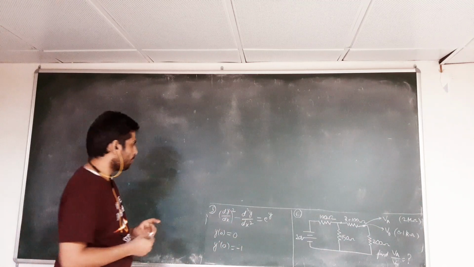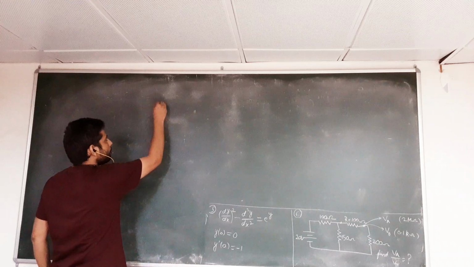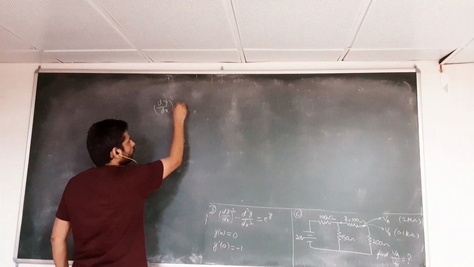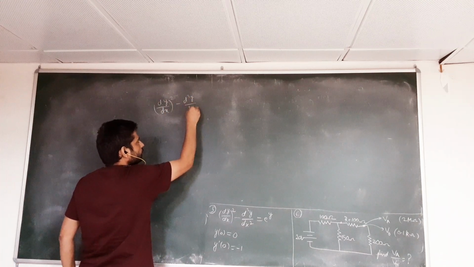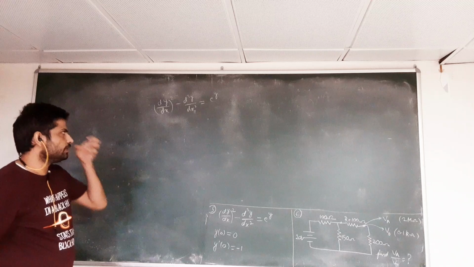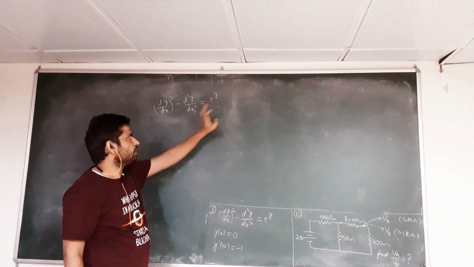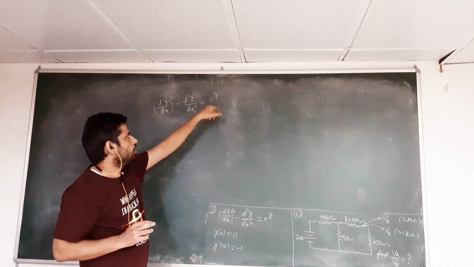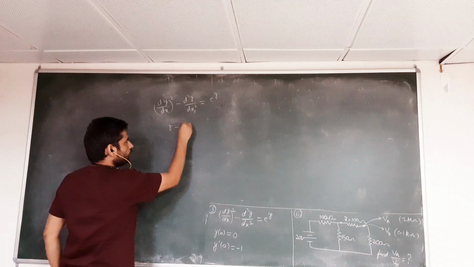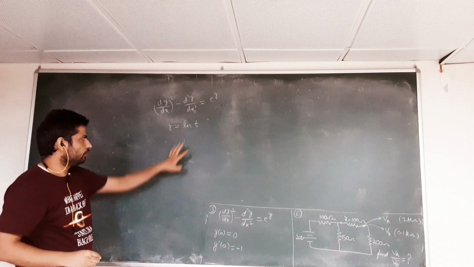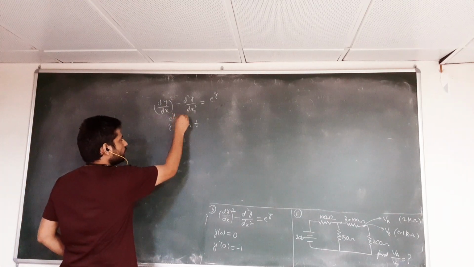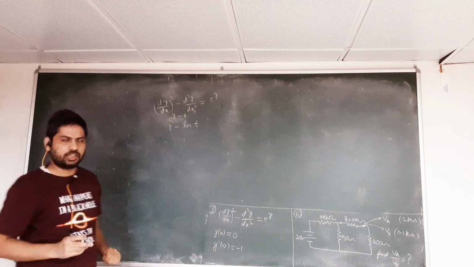Let's discuss this question. I am writing this question again here. That is, dy by dx whole squared minus d2y by dx squared is given to us as e to the power y. So this is an exponential of y. Firstly, our task is to get rid of this exponential term. For that we can assume, suppose y is ln t. That is, I am assuming e to the power y as t, so that I can get rid of this exponential term.